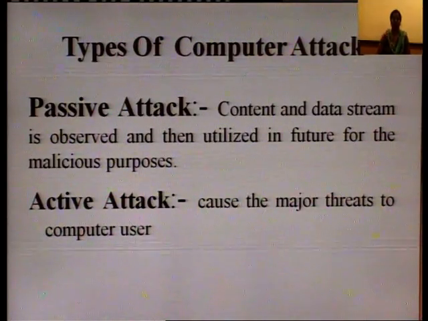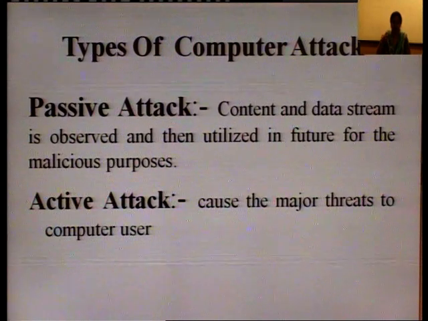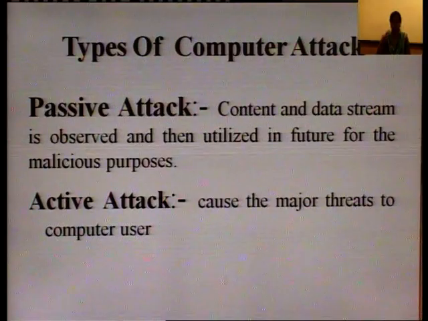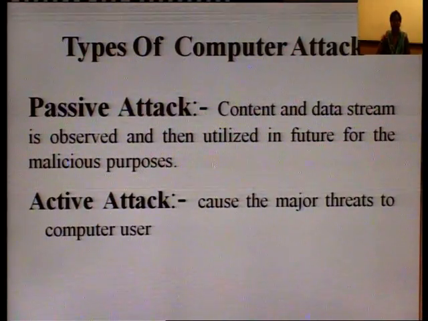Now we categorize the types of attack generally into two ways: passive attacks and active attacks. Passive attacks are those in which content and data streams are observed and then utilized in future for malicious purposes. For example, they hack your password and your sensitive data, and sit silently behind the scene. They just watch for the exact time when they can harm your system and your data.